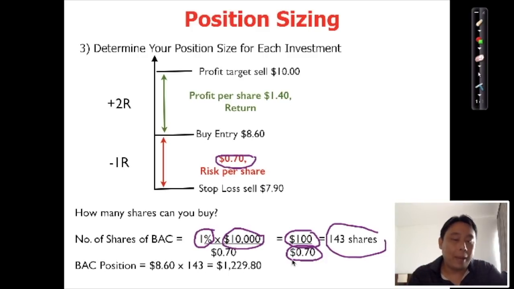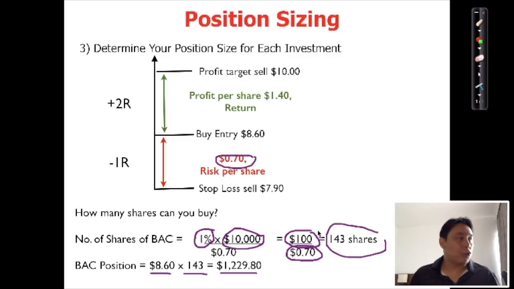Okay? So you're paying $8.60 multiplied by 143, and that gives you a position size of $1,229.80. Okay? So this means that out of $10,000 in capital, you're using about $1,200 to buy shares in Bank of America. That's your position size. But notice that $1,200 is not your risk. Your risk is $100 because that's where your stop loss is, right?